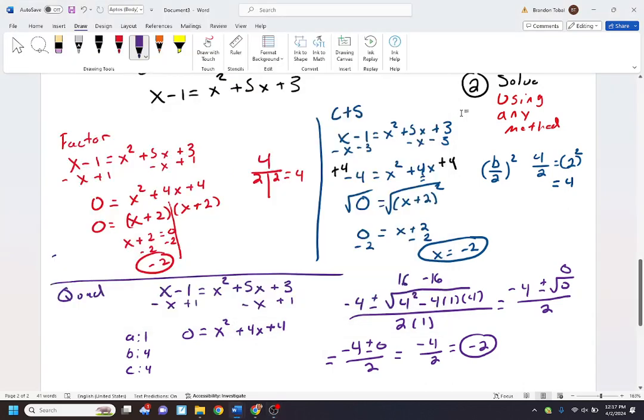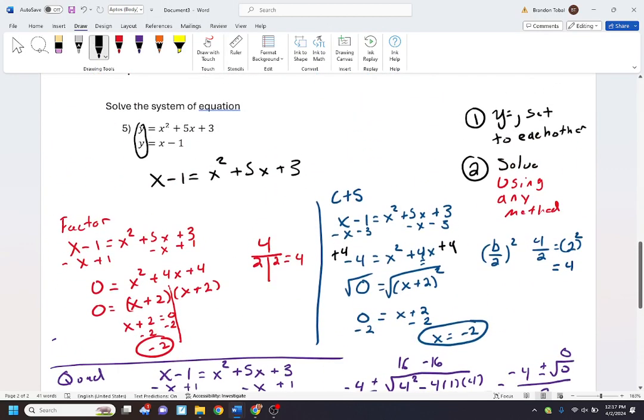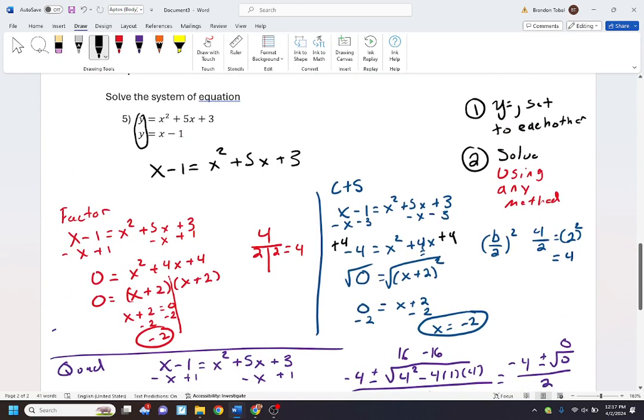Oh, that's a good question. How do I check my work? Yes. Now, here's the important part. You're not done with the system of equations.